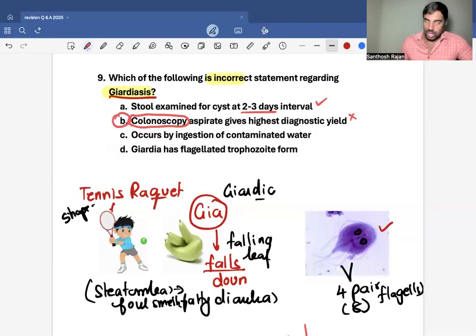So next one, most likely occurs by ingestion of contaminated food or water. Definitely yes, it's contaminated. Giardia has a flagellated trophozoite form. Yes, it is flagellated only. That's right, it has 8 flagella. That's also right. So colonoscopy is a wrong answer.